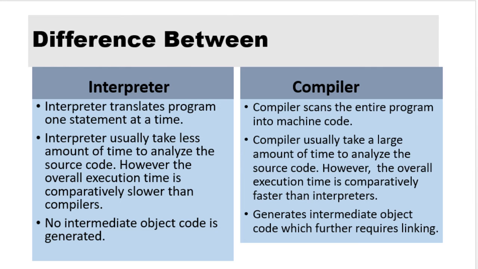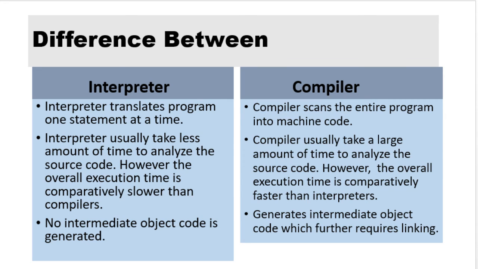Difference between interpreter and compiler: the interpreter translates the program one statement at a time. An interpreter usually takes less time to analyze the source code. However, the overall execution time is comparatively slower than compilers. No intermediate object code is generated.